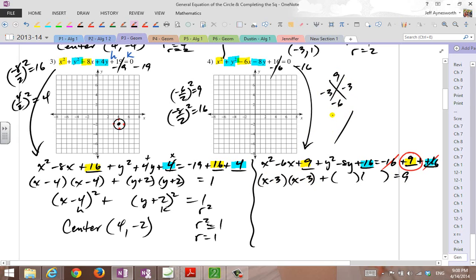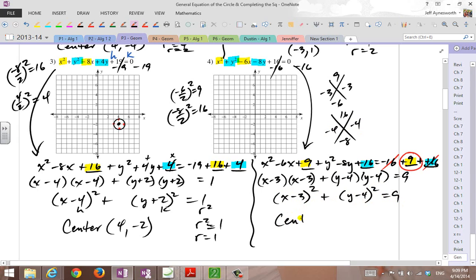And then on this one here, you've got what two numbers multiply to 16 and add to negative 8? Try negative 4 and negative 4. So you have y times y is y squared, and then use the minus 4s. Okay, write in standard form: x minus 3 quantity squared plus y minus 4 quantity squared is equal to 9.